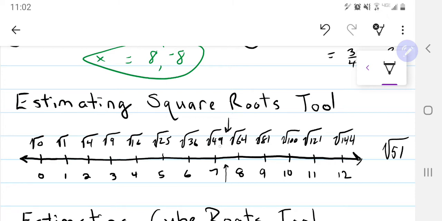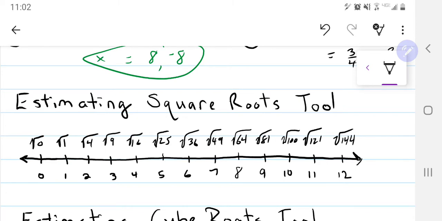Well, since 51 is a little bit closer to 49 than it is to 64, that means the answer is going to be a little bit closer to 7. So we can kind of get a little bit closer to the right answer. Maybe 7.3, maybe 7.2. All right, we'd have to actually do some scratch work to see if we're getting closer. But that gets us in the ballpark. So that's how we're going to be using this. We're going to be finding these values somewhere on our number line tool.